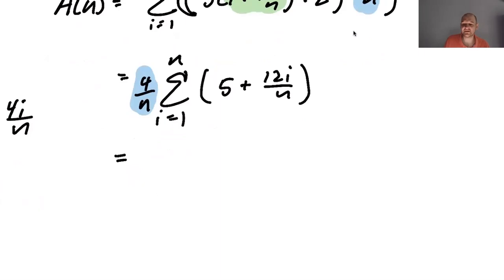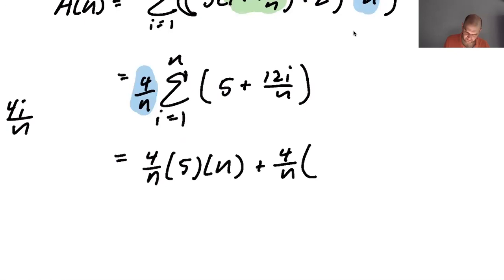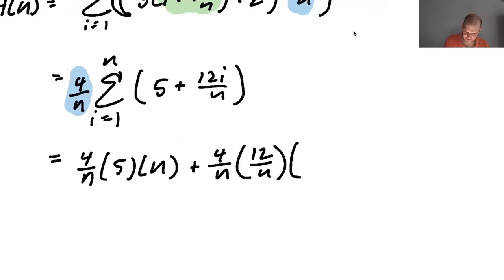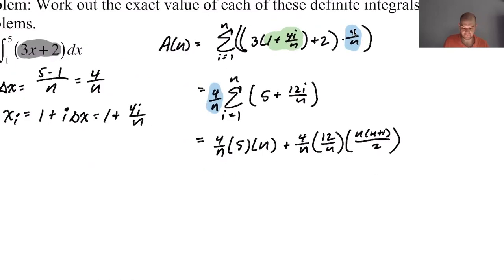So you have your choices here. You can rewrite this as 2 separate summations because the summation distributes over addition. Or you can kind of go for it. I'm going to go for it here. So I'm going to do, all right, I'll show more work, 4 over n times 5 times the sum of 1, so it's n. And then plus 4 over n times 12 over n, and then the sum of i is n times n plus 1 over 2. So this is pretty good, right?